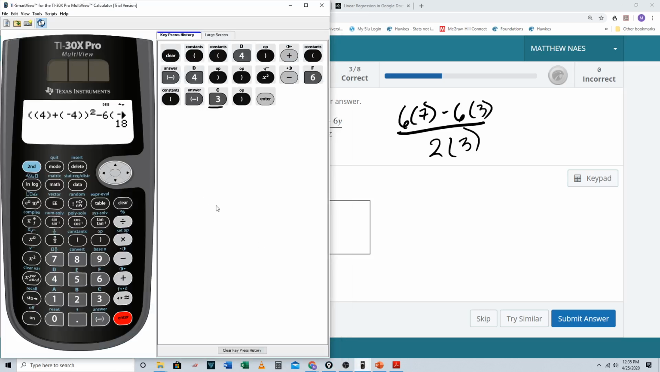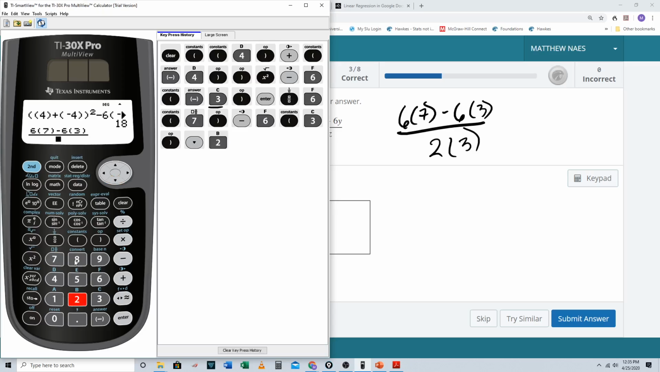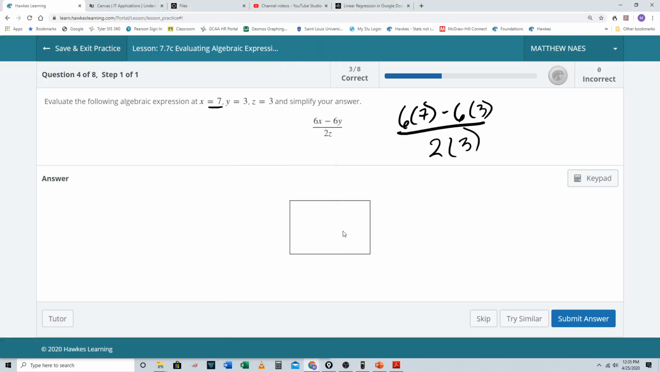But if you want to just plug this into your calculator, fraction button first, and then type in your numerator: 6 (7) minus 6 (3). Press down to get to the denominator, and then 2 (3). And press enter. Now, the nice thing is, if this didn't reduce down to 4, it would give you the reduced fraction, so you don't have to worry about reducing your fractions. The calculator will do it for you. But this one happened to just be 4, which is kind of nice.